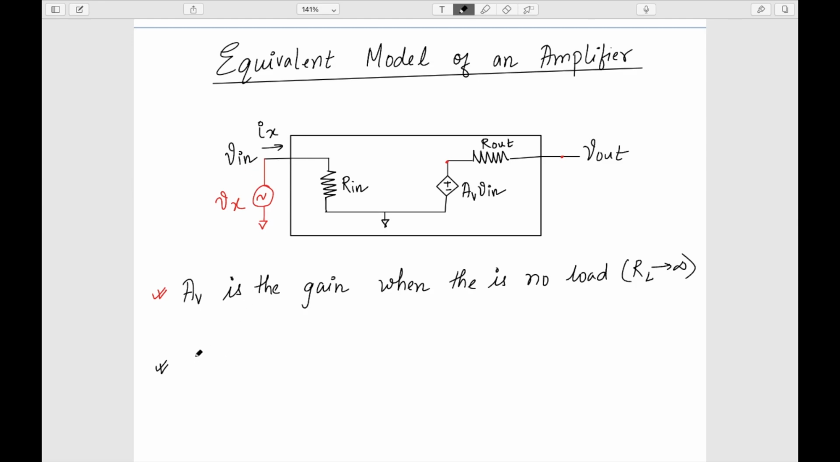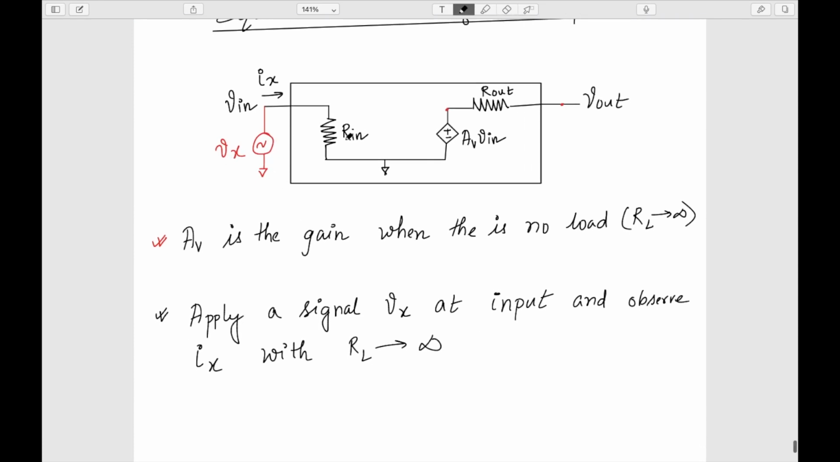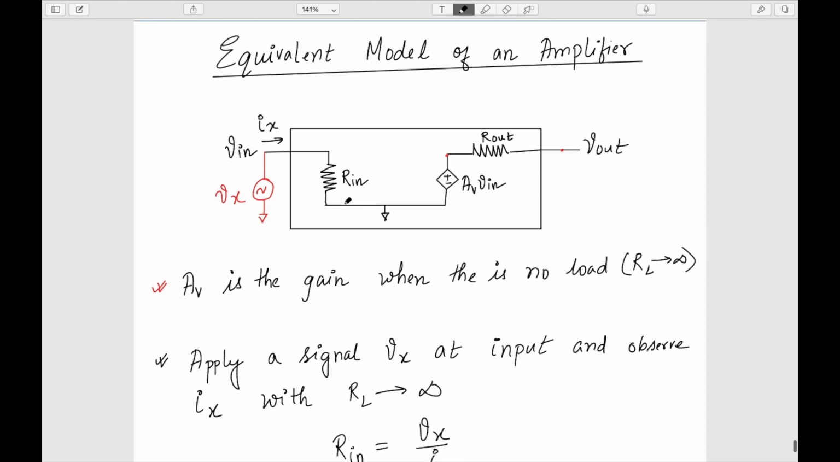Okay, so apply signal Vx. So I just need to apply a signal Vx at the input and observe the Ix, and by simple Ohm's law we know that R in will be equal to Vx by Ix. So this is how we can get the input impedance of the equivalent model of an amplifier.